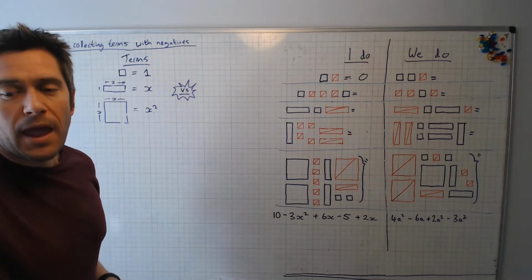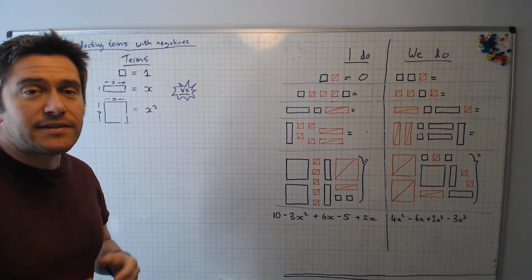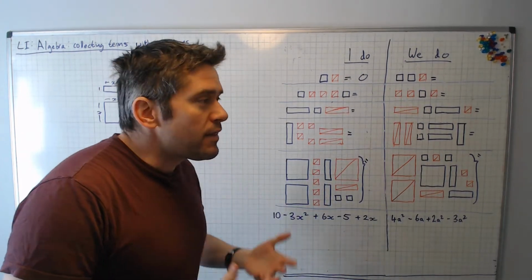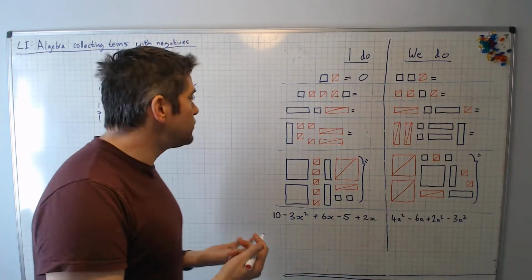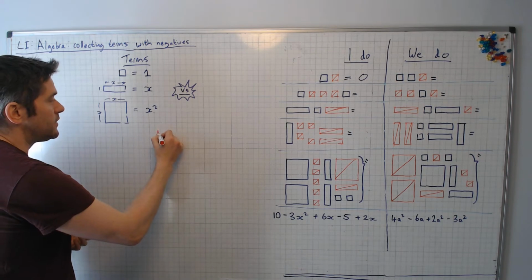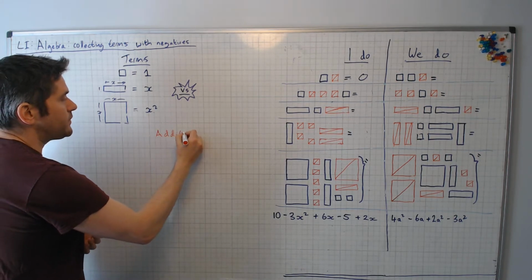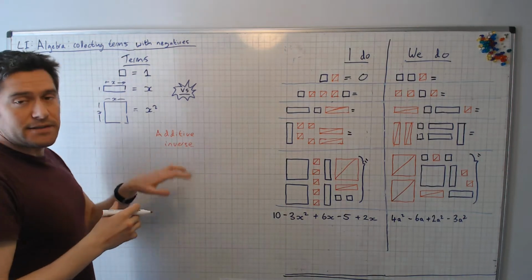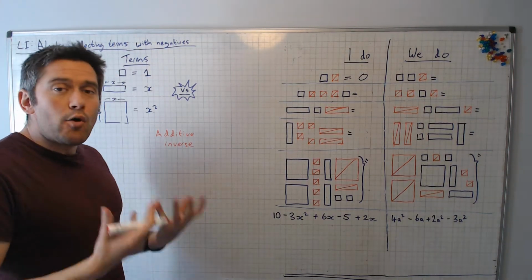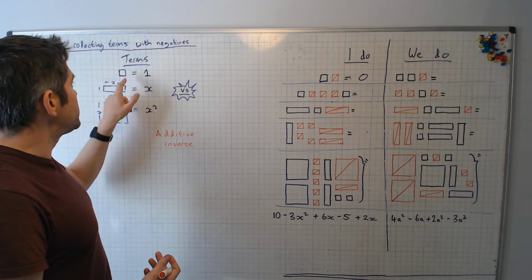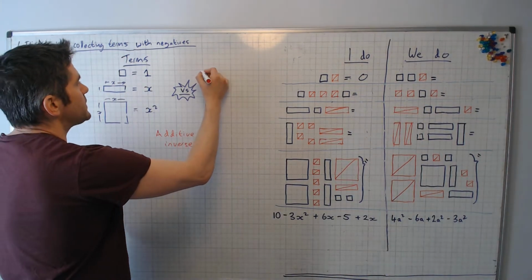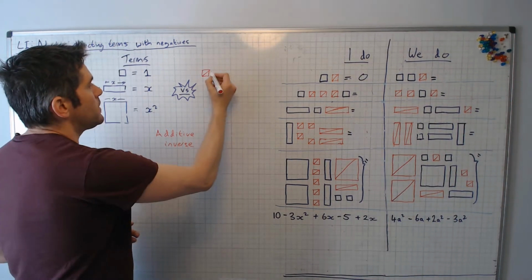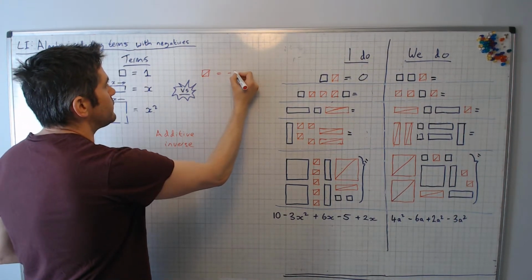Now, every number in maths has an evil twin. They battle to death, they annihilate each other, they add together to 0. These are called additive inverses. As in additive, when we add them, inverse, their opposite, they're going to add to 0. So our 1 will have an additive inverse, which we're going to show as a red square with a line through it, and that is negative 1.